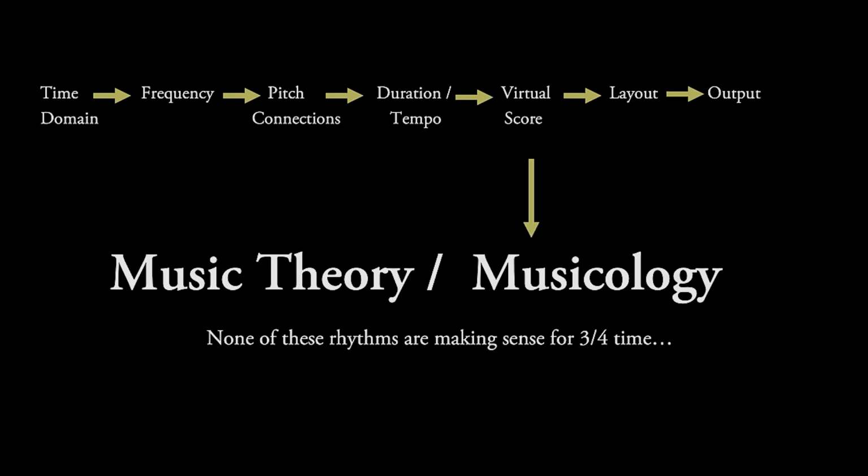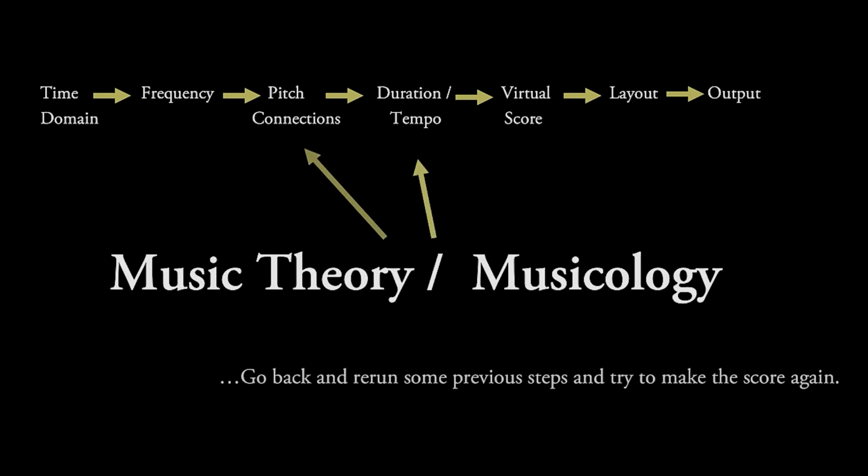But we can not just move forward. We can, at the virtual score level, maybe it's beginning to lay out the score, and they're putting everything nicely into 3/4. And the musicology or music theory algorithm says, well, these rhythms are highly unusual for 3/4 time. Let's go back and rerun some of the previous steps with that notion that that was highly improbable, and try to make the score again. So we can move backwards in time, redo a particular part of the process, rerun it, and then maybe come up with a different result. We'll put this in 6/8.